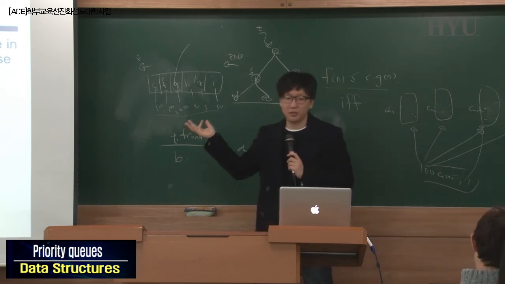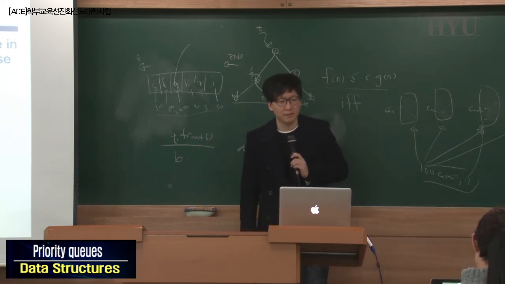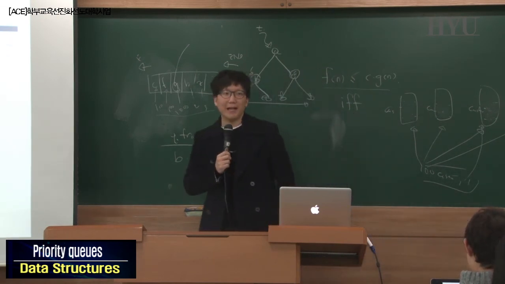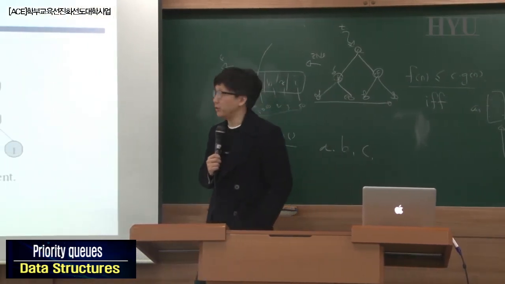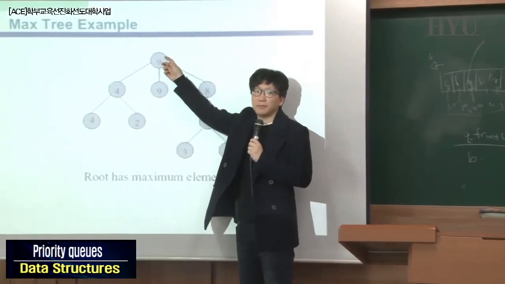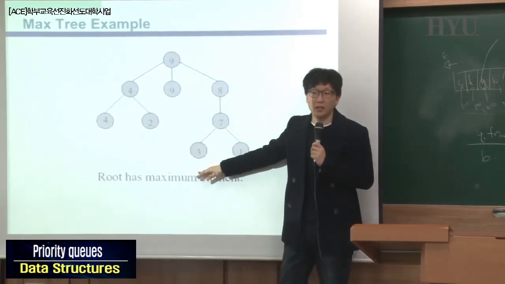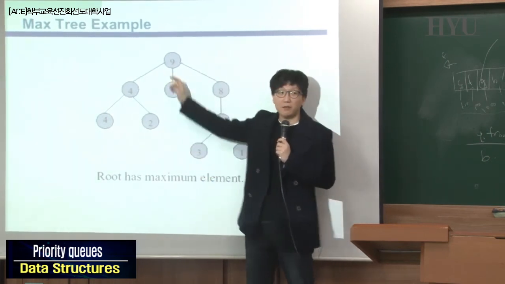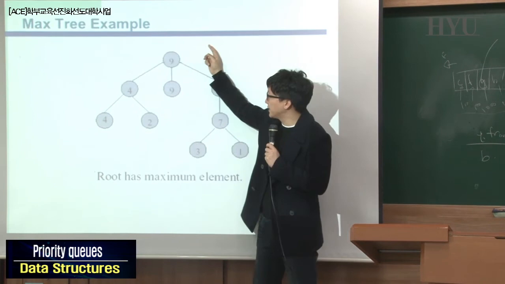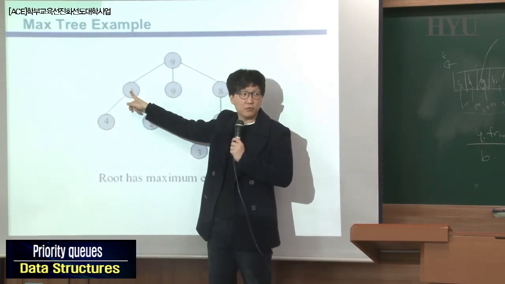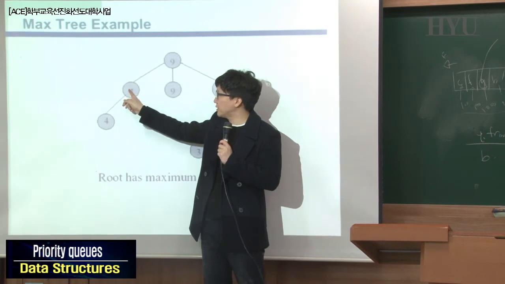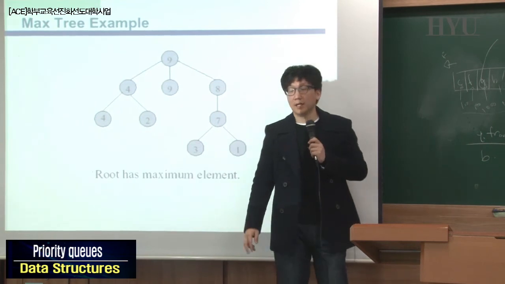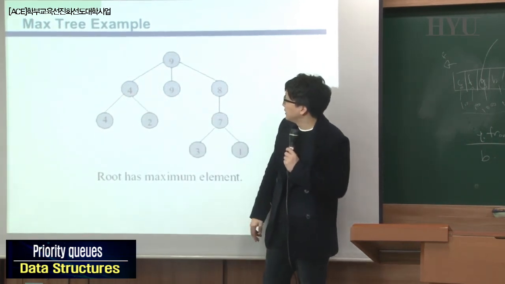근데 나중에 mean binary tree, max binary tree라고 따로 얘기를 할 거예요. So simple as this. Root has the maximum element. This is max tree. The value under the root cannot be greater than the value of a root. Likewise, 4, same rule applies. The children of this node cannot be greater than the value of a root. I mean the parents.